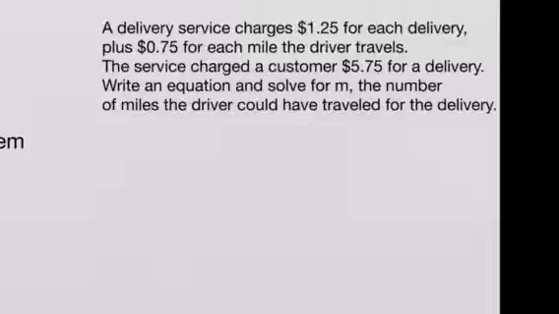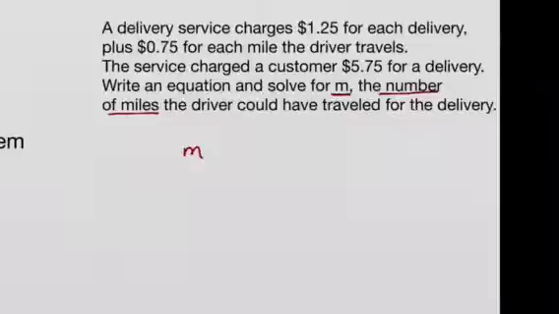So in order to extrapolate what the equation is from this word problem, I find it's easiest to go ahead and look for the variable first. So this word problem directly tells us what the variable is. It says solve for M, which is the number of miles that the driver could have traveled. So I'm going to go ahead and mark the text, the number of miles, and of course what the variable is, and I'm going to go ahead and write the variable right there. So now, we know what the variable is.